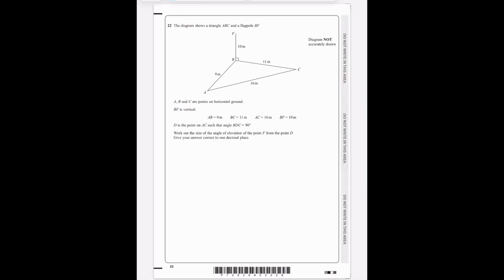Question 22. So we've got a 3D shape in front of us there, because the flagpole BF, that's coming out of the ground. That's a triangular thing in front of it. I've drawn BD. There, that's at right angles to AC. We want to find that length BD, because that's the length we're going to use to find the angle of elevation. So this is all about finding that length from B to D.